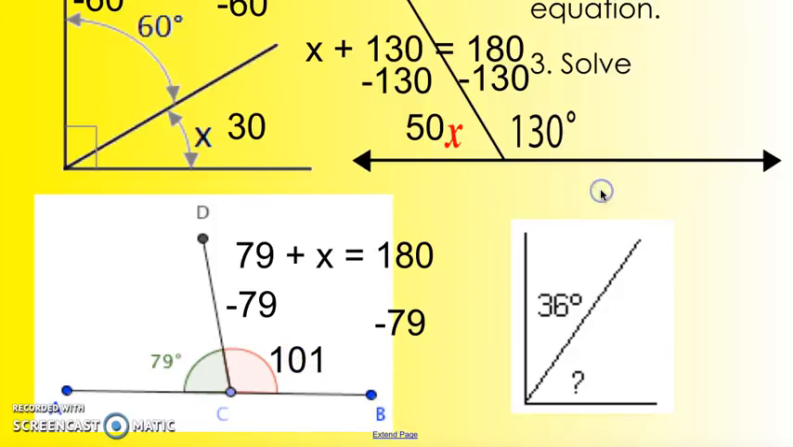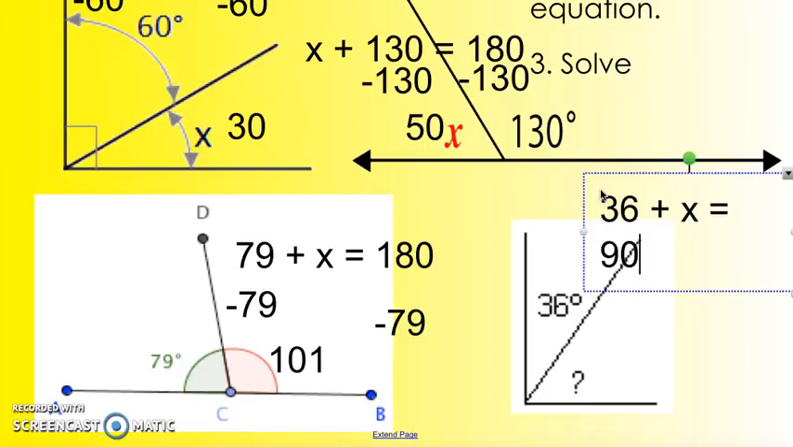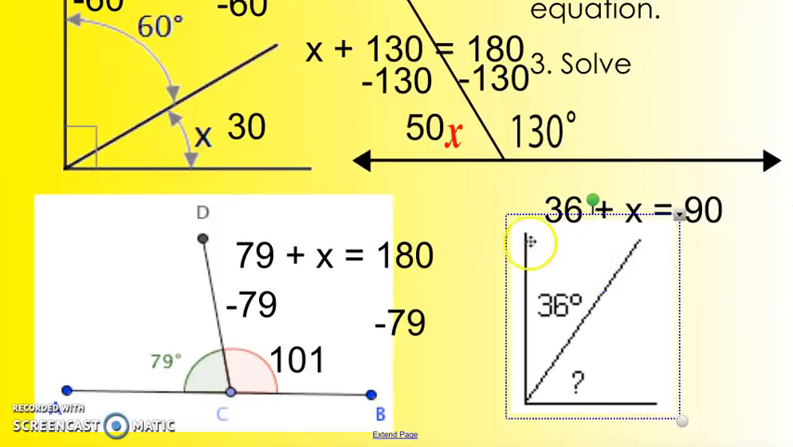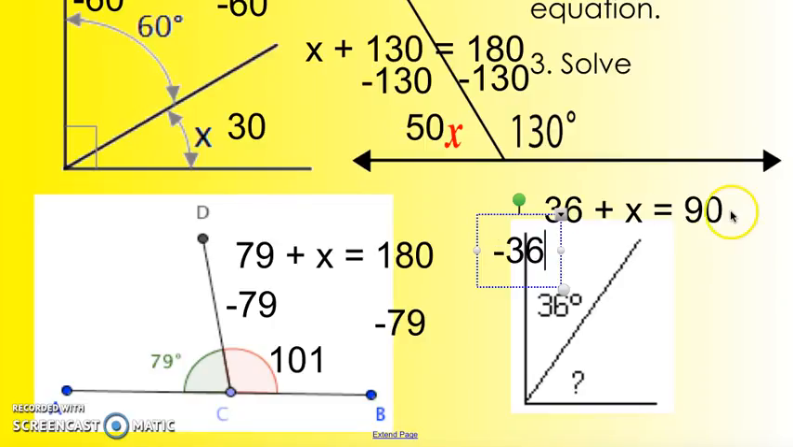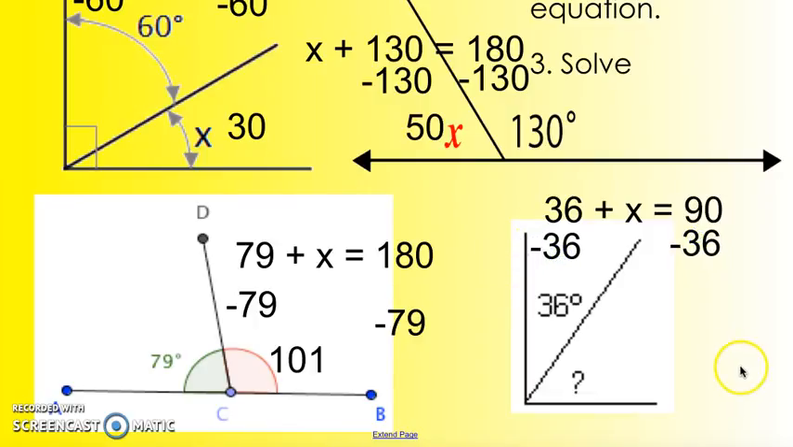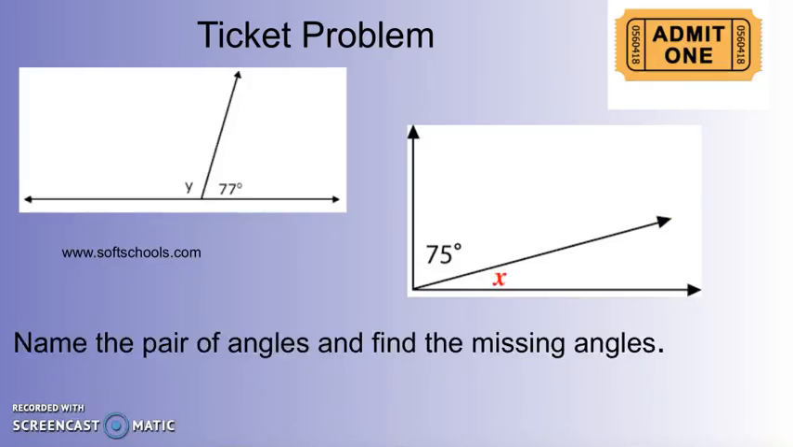This last one is 36 plus something is equal to 90. And so the opposite, if I subtract 36 from 90, 90 minus 36 is 54. Nice job. So it's 54 degrees, and that is what's missing. What I would like you to do is name the pair of angles above and then find their missing angle.